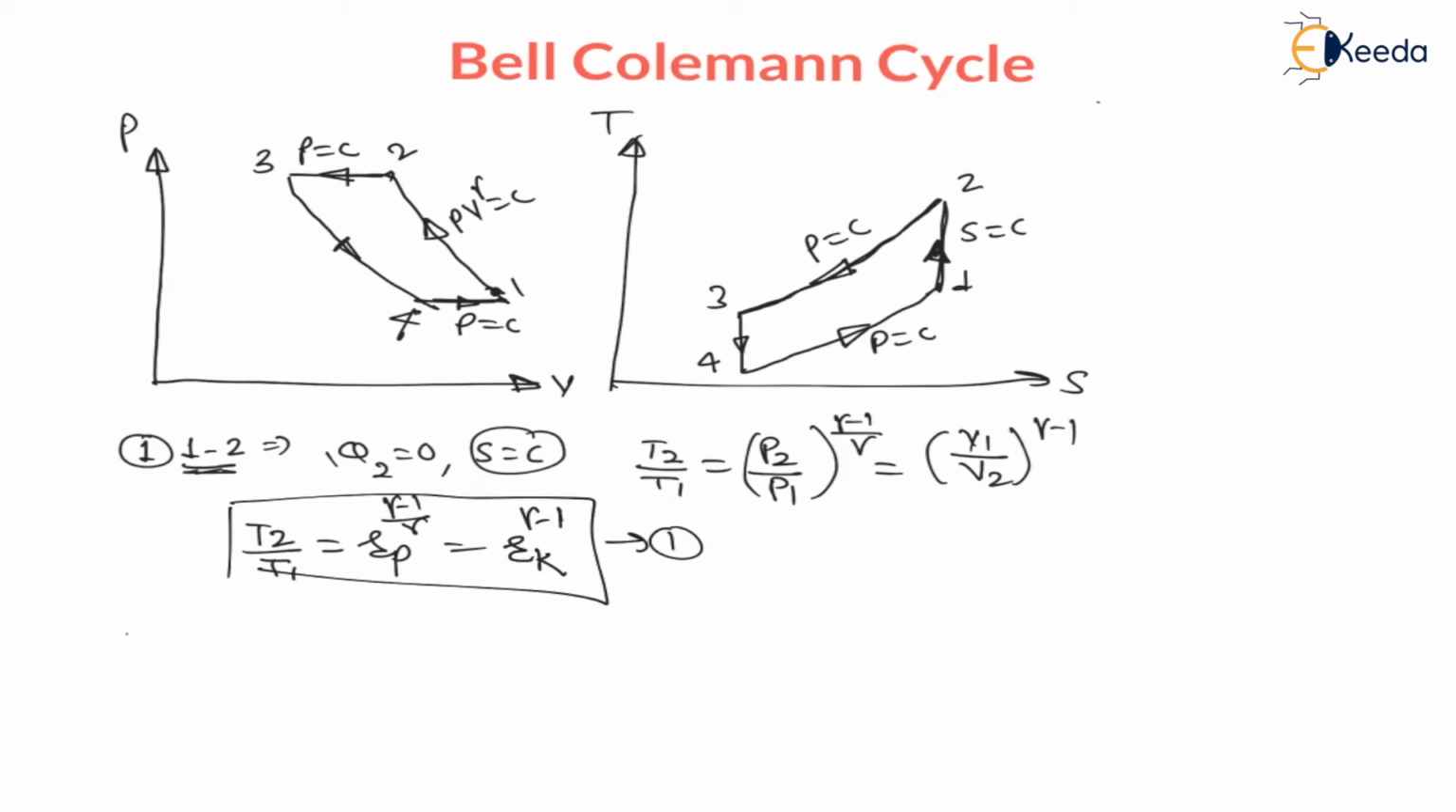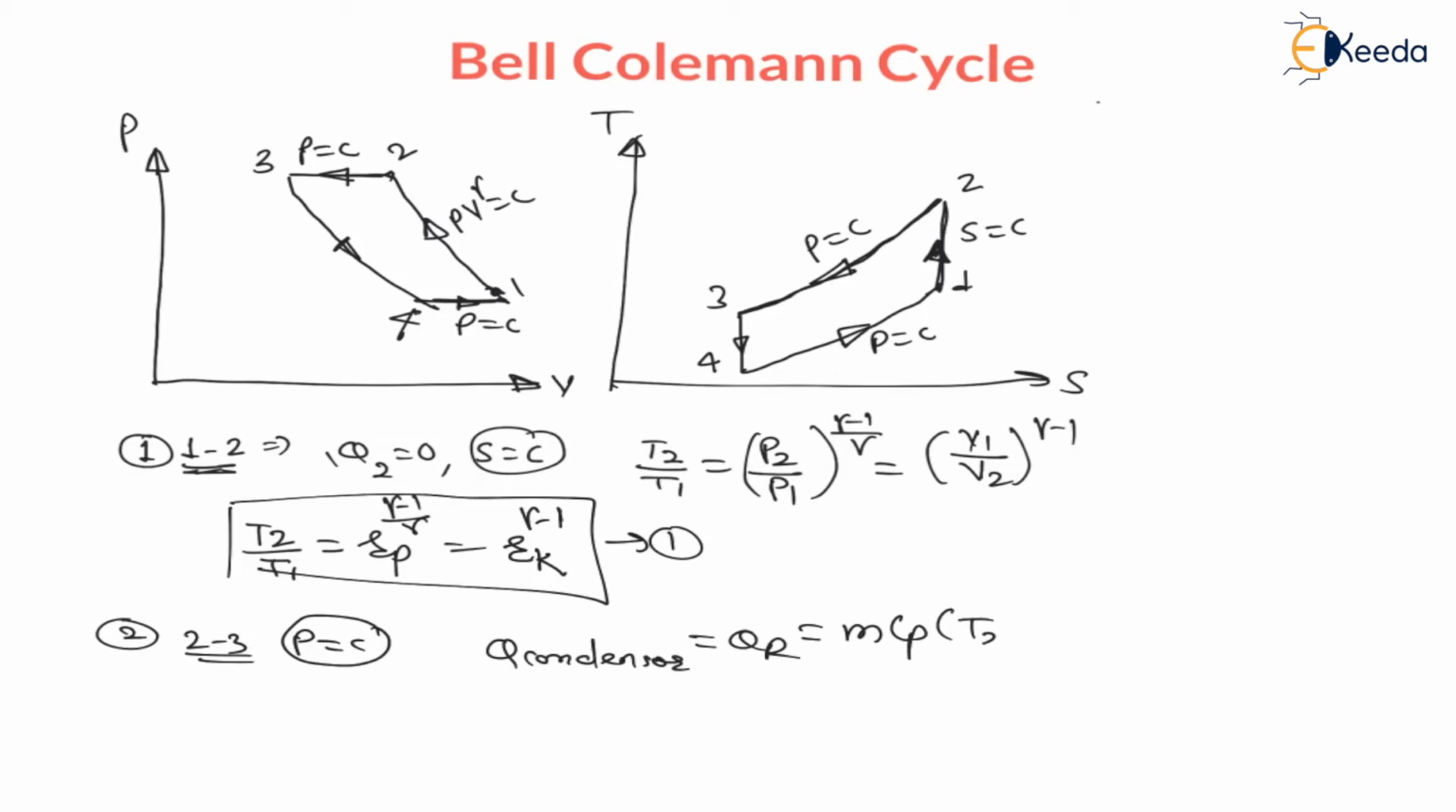Now, the second process, which is process 2 to 3, is constant pressure heat rejection, which means at constant pressure heat is rejected from the condenser. Therefore, the heat of the condenser, which is also called heat rejected, as it is a constant pressure process, will be mCp(T2 minus T3). Here, as this is a constant pressure process, we have to use Cp, the specific heat at constant pressure, and the temperature difference, that is maximum temperature minus minimum temperature, T2 minus T3. Therefore, mCp(T2 minus T3) is the heat rejected from the condenser.